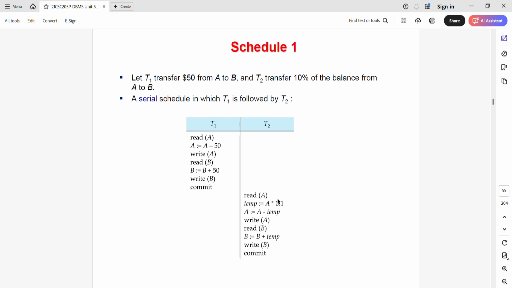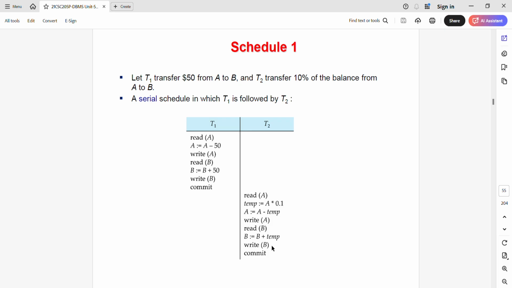Second transaction, transferring 10% of the balance from A to B. 10% means A into 0.1. So that is deducted from A and that value is added to B. We are storing it in temp, a temporary variable. That value is added to B and we write into B again. This is schedule 1, a serial schedule, T1 followed by T2.